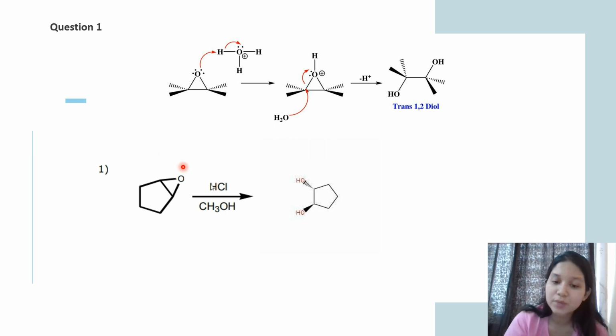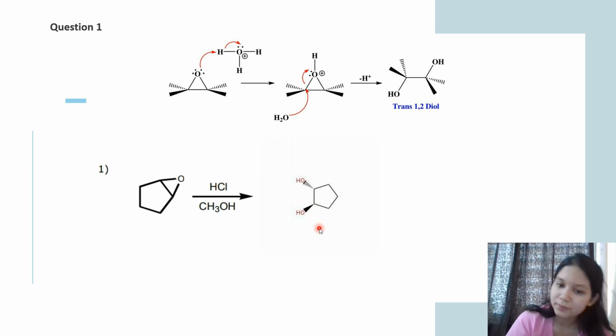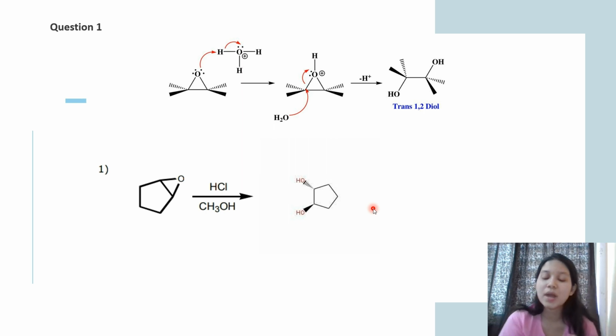Of course, you can show the enantiomer of this also, like this: this CO bond if you show below, and this CO bond if you show above, that will also be the correct answer for this question, because the product will be racemic. So either of the enantiomers you can show, but just remember you have to show both the alcoholic groups in a trans fashion. Remember that thing.